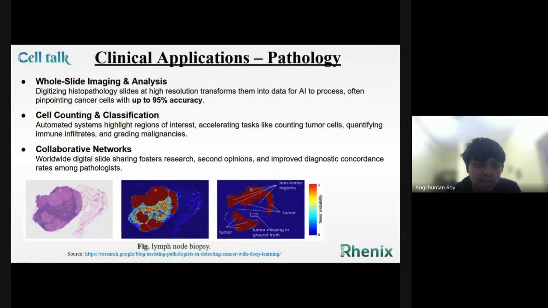In pathology, whole slide imaging analysis digitizes histopathology slides at high resolution and transforms them into data for AI to process, often pinpointing cancer cells with up to 95% accuracy. Cell counting and classification: automated systems highlight regions of interest, accelerating tasks like counting tumor cells, quantifying immune infiltrates, and gauging malignancies. Collaborative networks: worldwide digital slide sharing fosters research, second opinions, and improved diagnostic concordance rates among pathologists.